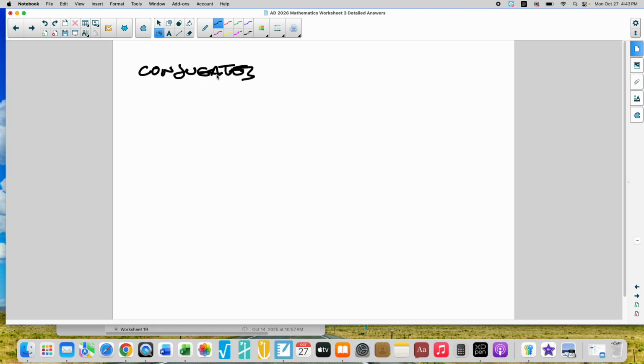Conjugates produce the difference of two squares. Conjugates are like x plus 3, x minus 3. These are identical except for the difference in their signs. So it's x times x, which is x squared. Your outside and your inside are going to be opposite of each other every single time. And then your lasts are going to be negative 9. It will be the opposite of your value squared.